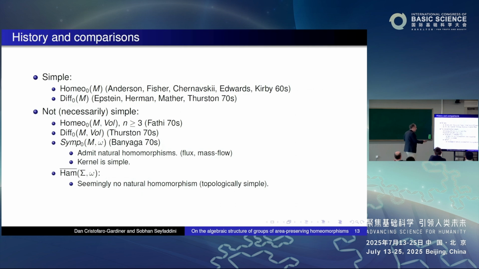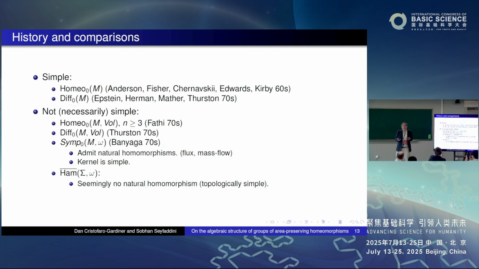So just to expand further on what I was saying, in our case, so that's the case of Ham bar, in other words, it's the kernel of mass flow in dimension 2, there's not necessarily a natural homomorphism, though in the final part of our talk we want to expand on this a little bit. So we're being kind of purposely cagey here in saying that there's seemingly no natural homomorphism.